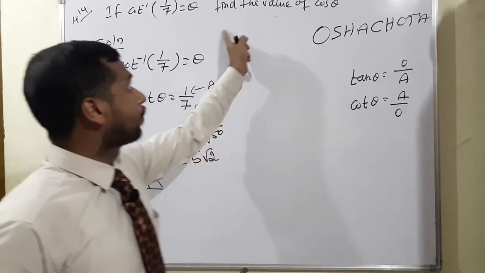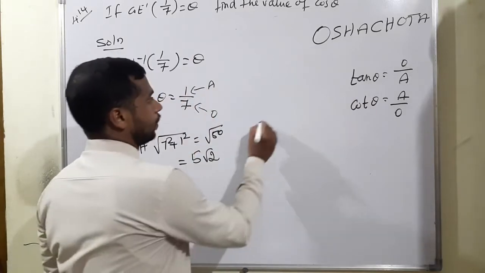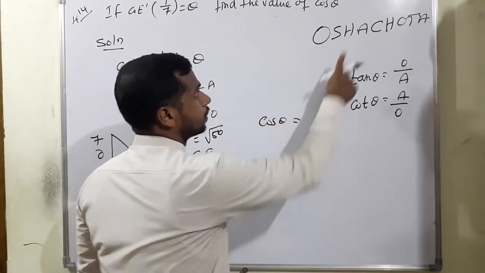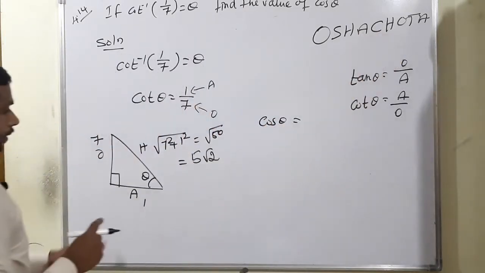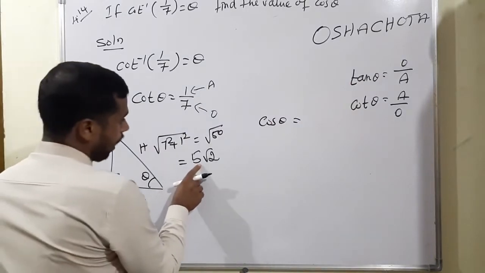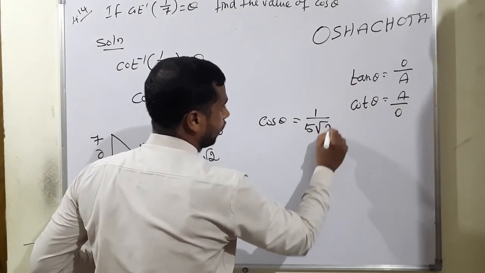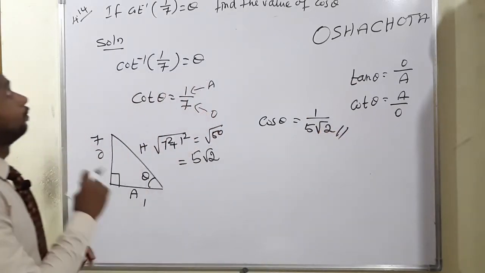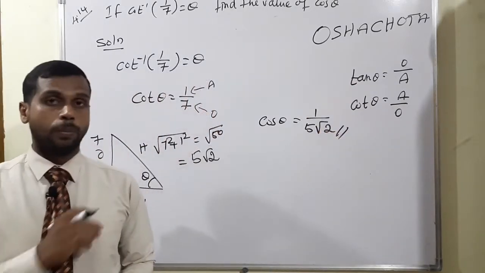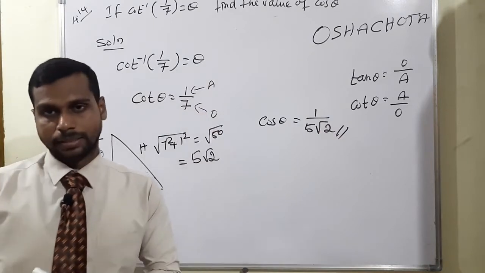We actually need to find the value of cos theta. Therefore cos theta means adjacent divided by hypotenuse. Adjacent value will be 1, hypotenuse value will be 5 root 2. Therefore 1 by 5 root 2. This is the answer for example 4.14. Okay, I will continue the next example.